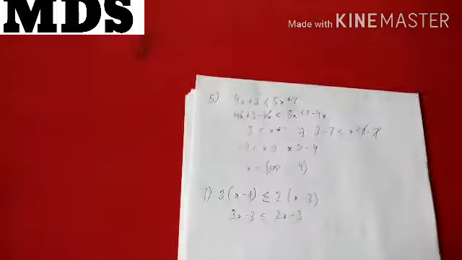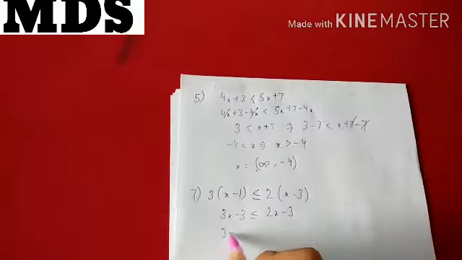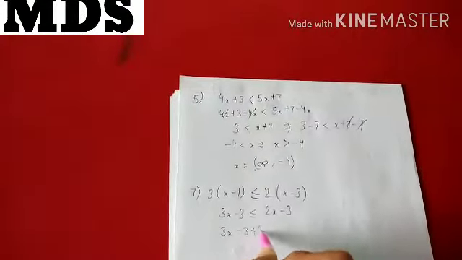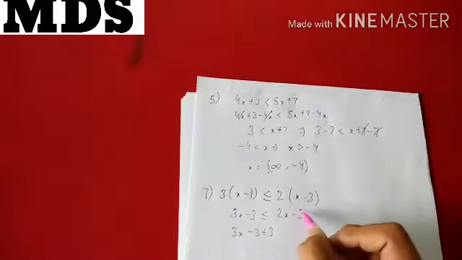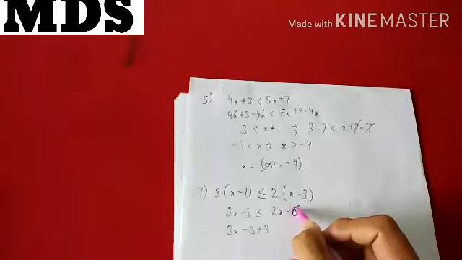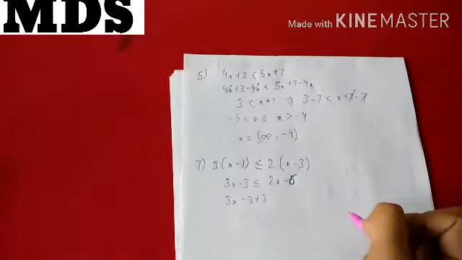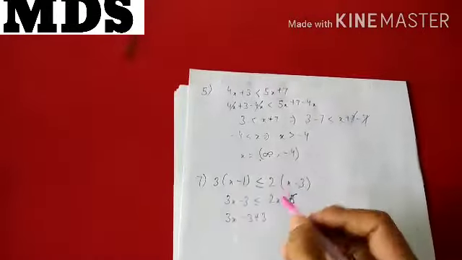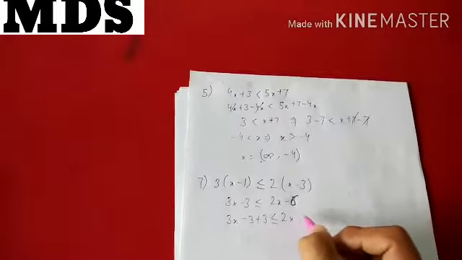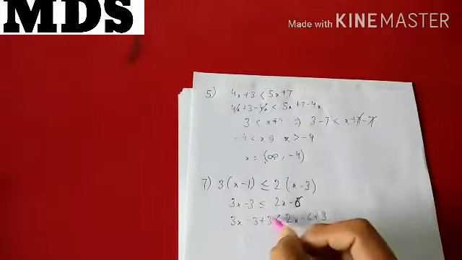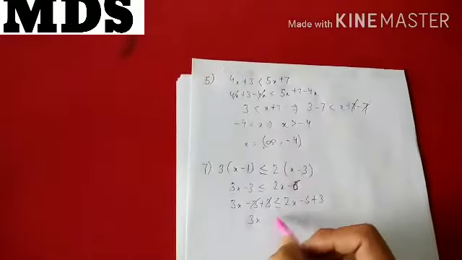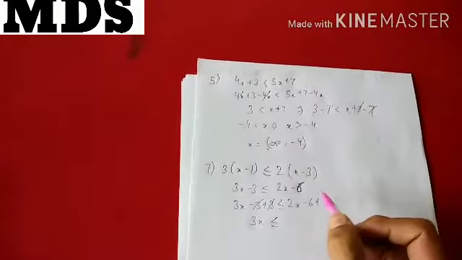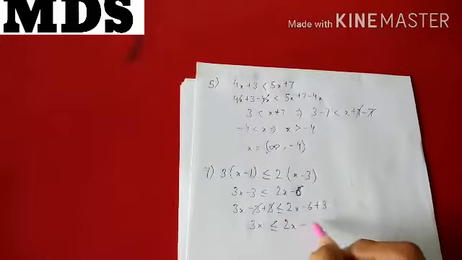So first of all we can add 3 both sides. So we will get 3x minus 3 plus 3. Sorry, we will get 0 here, minus 3 plus 3 is 0. So if we add 3 on the right side, we will get 2x minus 3 plus 3. 3 will be cancelled here. So we will get 3x less than or equal to 2x minus 3.